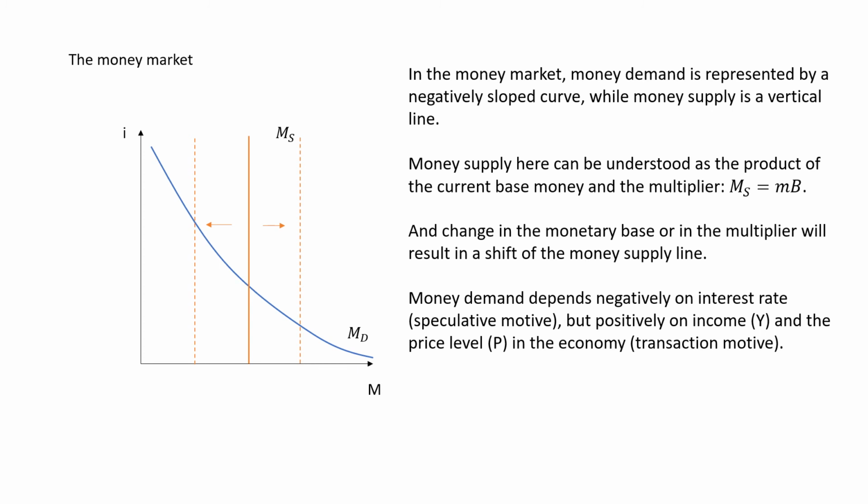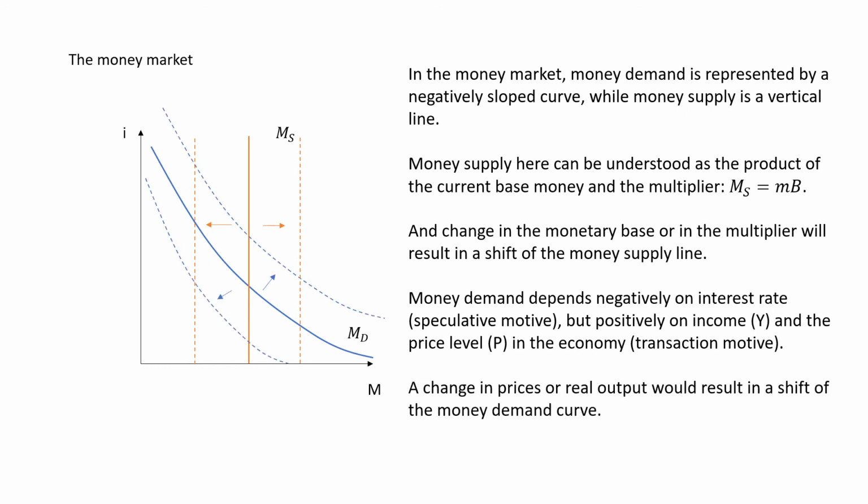It depends negatively on the interest rate due to the speculative motive, but it depends positively on the real income and the price level in the economy due to the transaction motive. Any change in either the price level or the real output would result in a shift of the money demand curve either to the right or to the left. So, to understand it better, let's just take some examples. For example, you can assume that the central bank increases the total base money in the economy.